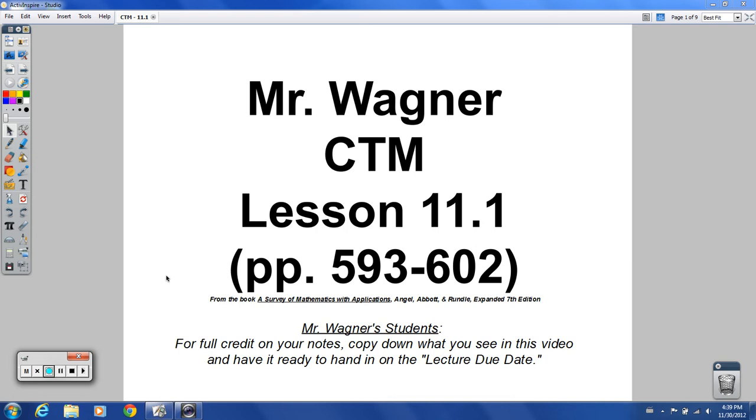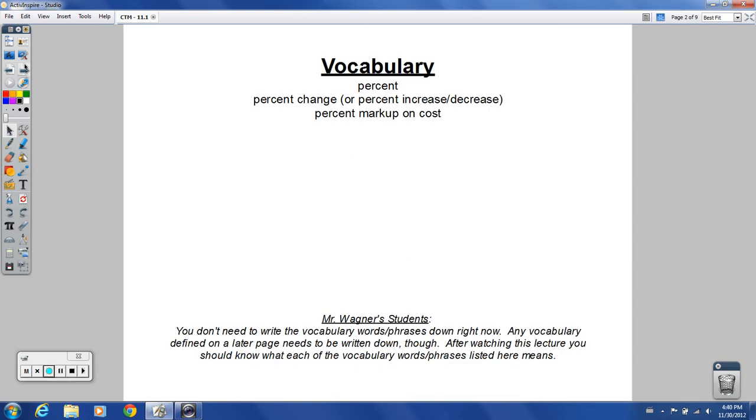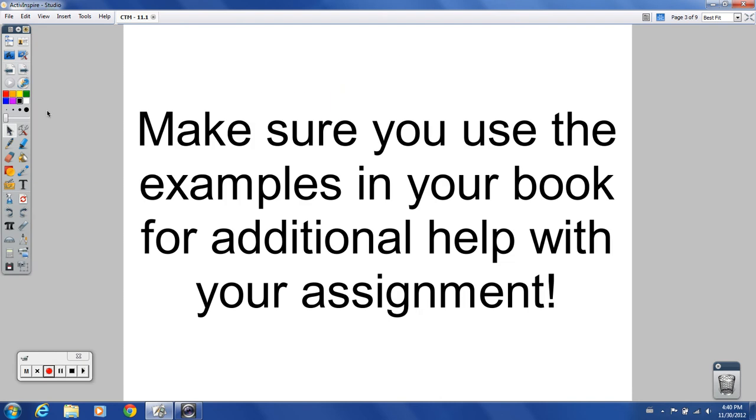We are dealing with percents here. So percent change, that's something you should know by the end of this, or you could call that percent of increase or decrease, and the percent markup on cost. We should know how to do all those sorts of things by the end of this lesson.